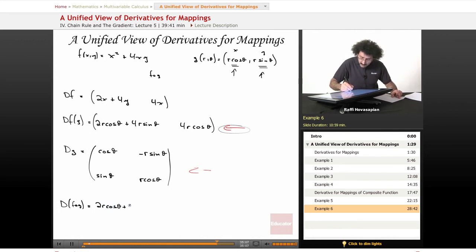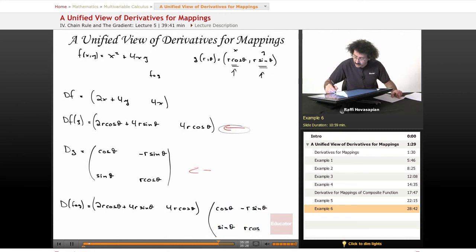cosine theta plus 4r sine theta, and then we'll have 4r cosine theta, so this is our matrix there, and then we're going to have cosine theta minus r sine theta, and then we have sine theta, and then we have r cosine theta. This is a 1 by 2 matrix. This is a 2 by 2 matrix. The middle things go away. Our answer is going to be a 1 by 2 matrix.